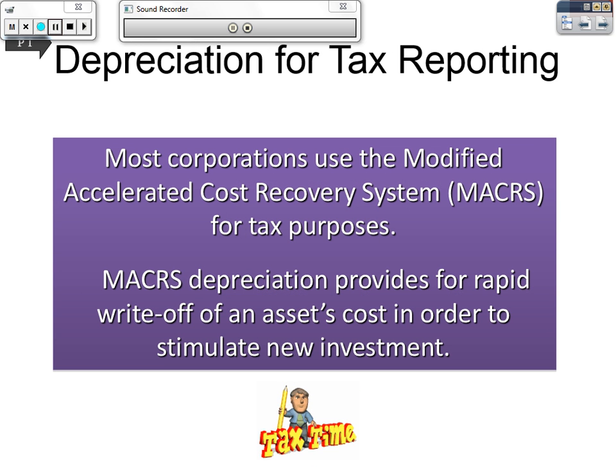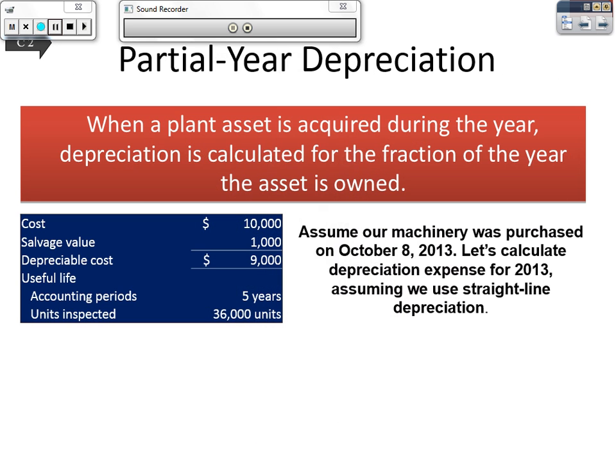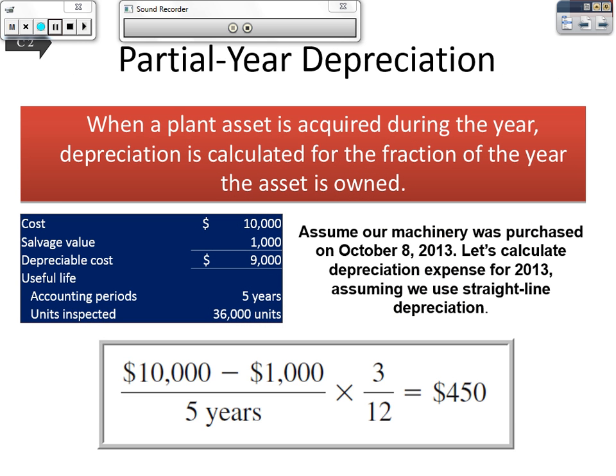And that just talks about the system that the IRS uses to depreciate, the options you can do. Now, sometimes there will be circumstances where you will have to depreciate for part of the year. In other words, you didn't purchase that asset January 1st. You probably purchased it in April or May or whatever. So you can only depreciate for how many months it has been used.